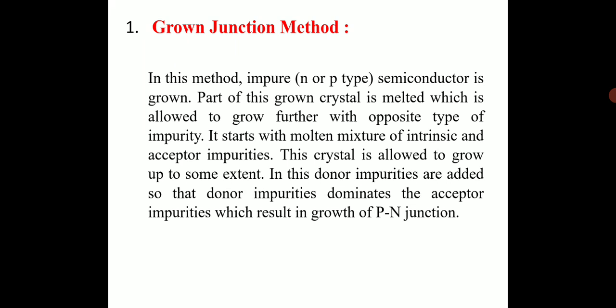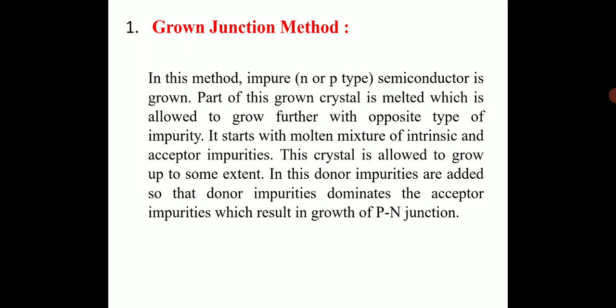And in this, donor impurities, the n type, are added. The donor impurity dominates the acceptor impurity, which results in the growth of the p-n junction. In the growth of the p-n junction, the impure n and p type semiconductor will be ground to a crystal.